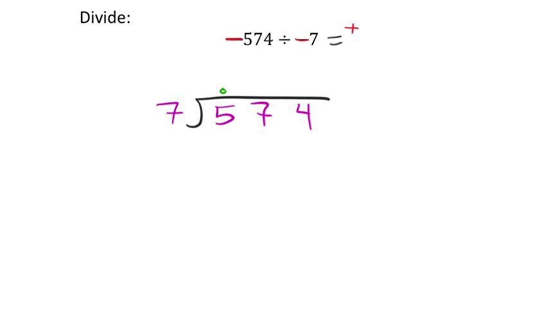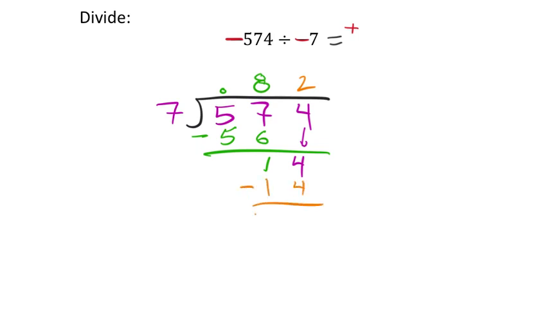All right, so the 7 will not go into the 5, but it will go into 57. I got 8 times. 8 times 7 is 56. So when I subtract, that leaves me with 1 left over. And then I'll drop the 4 to make it a 14. Oh, that's nice. Because 7 will go into 14 exactly 2 times. 2 times 7 is 14. So we used up everything, and our remainder is 0. The quotient there is 82. And again, we know it's positive 82 because we already figured out the sign.